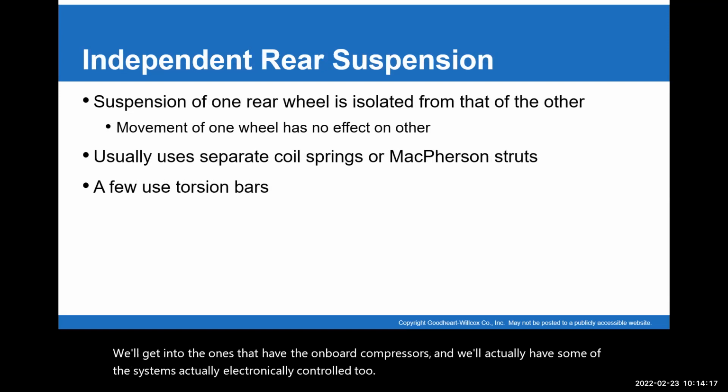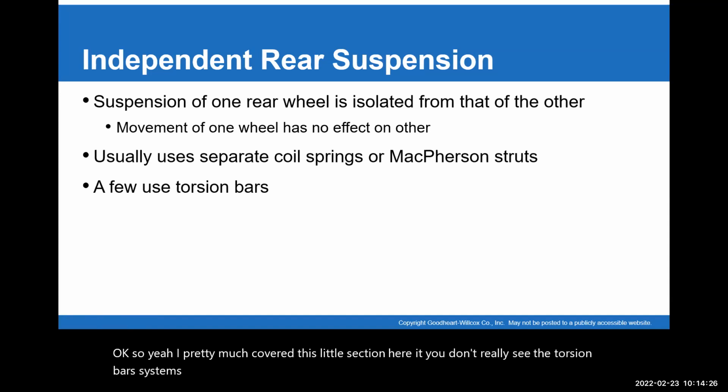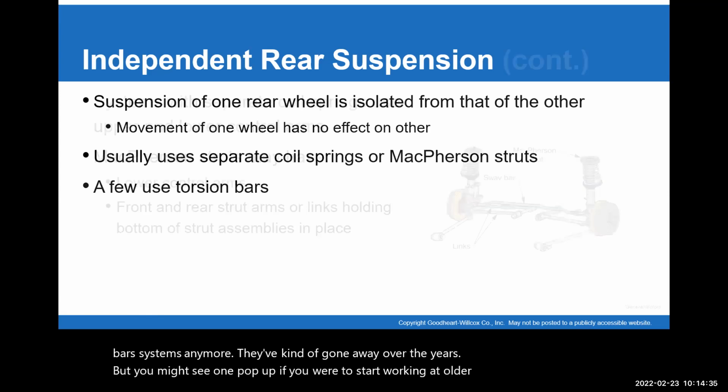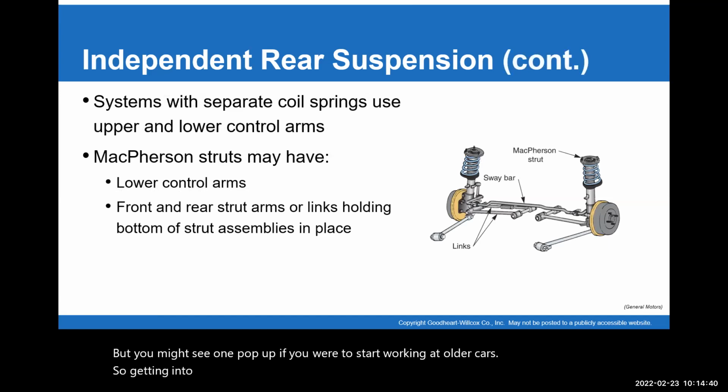Okay, so I pretty much covered this little section here. You don't really see the torsion bar systems anymore. They've kind of gone away over the years, but you might see one pop up if you start working on older cars. So, getting into more independent rear suspensions, this is getting to be the norm, and you'll have a lower control arm, but you'll have a McPherson strut.